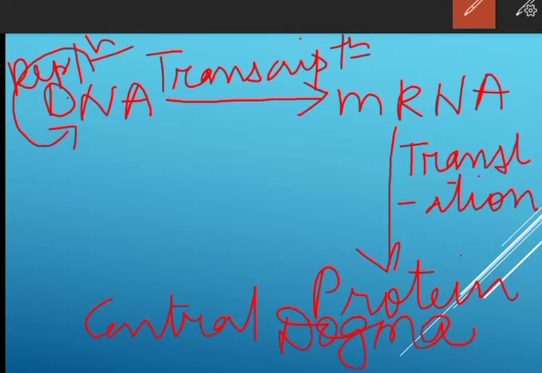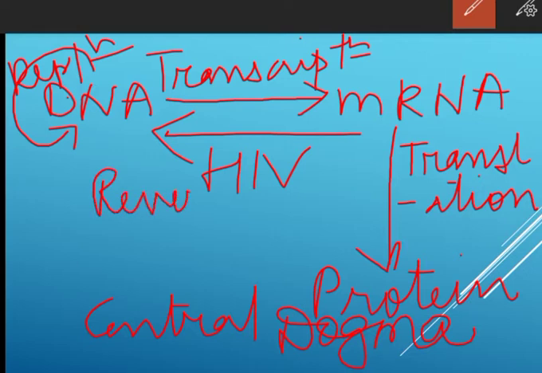But later in 1970, H.M. Temin reported that the flow of information can be in reverse direction also, that is from RNA to DNA in some viruses. Right, from RNA to DNA, and that occurs in some of the viruses, like in HIV, human immunodeficiency virus, which is called reverse transcription. This is called reverse transcription.